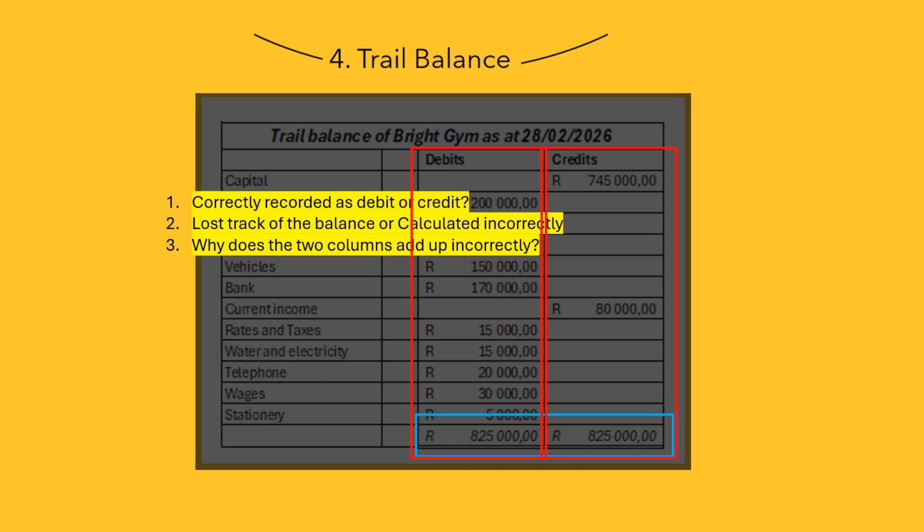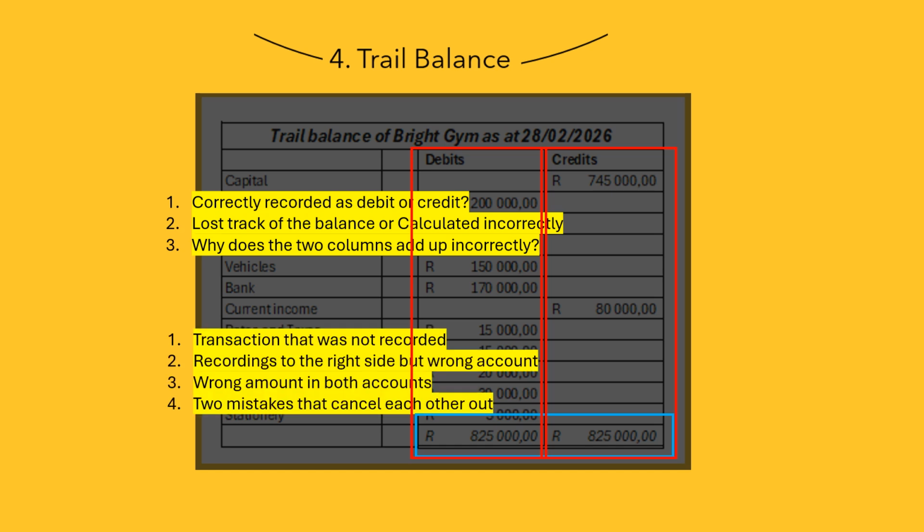But then there are always mistakes that a trial balance will not be able to identify, and that can be a transaction that has not been recorded at all, a transaction that's been recorded on the right side but the wrong account. For example, you post to the vehicle account instead of the vehicle repairs account. A wrong amount recorded to both accounts, and then two mistakes that cancel each other out.